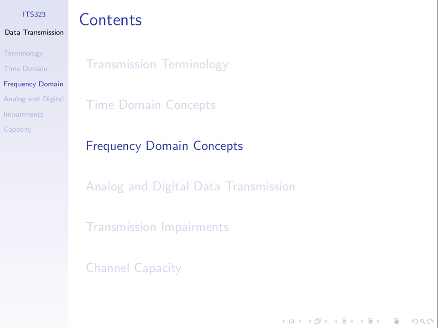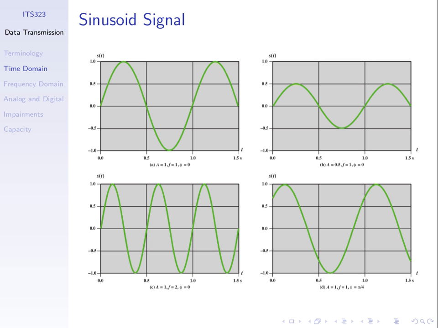This is a plot of a signal in the time domain. Signal strength, signal amplitude, against time. As time increases, we see the signal strength changes. Often the signal strength is measured in volts, and here's time in seconds. That's what we call a signal in the time domain.